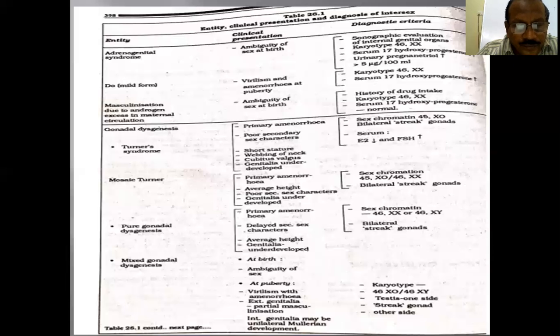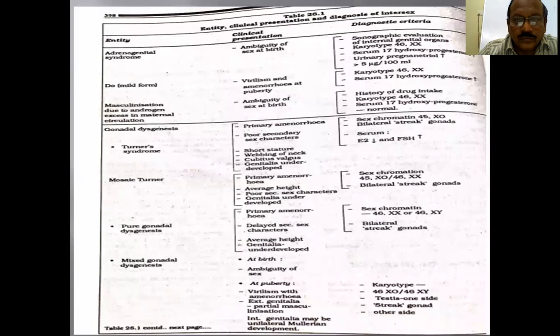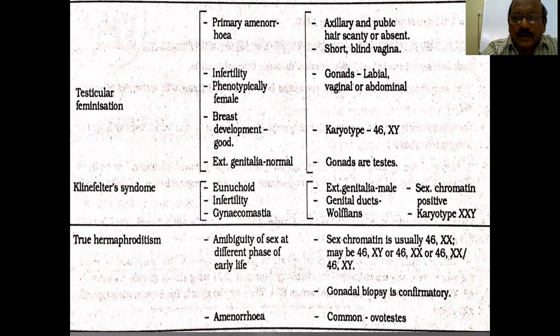Then coming to the testicular feminization. Here primary amenorrhea will be the symptom, and infertility. Phenotypically female, breast development is good, external genitalia normal. In this, the axillary and pubic hair scanty or absent, short blind vagina, gonads labial fold, labial, vaginal or abdominal.